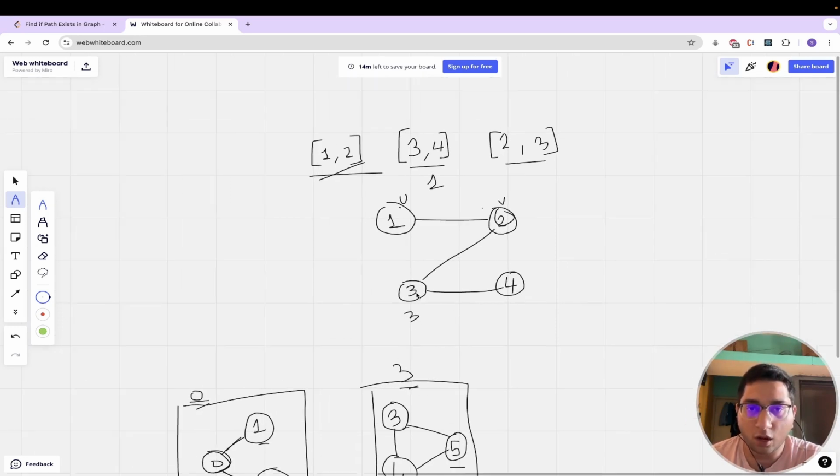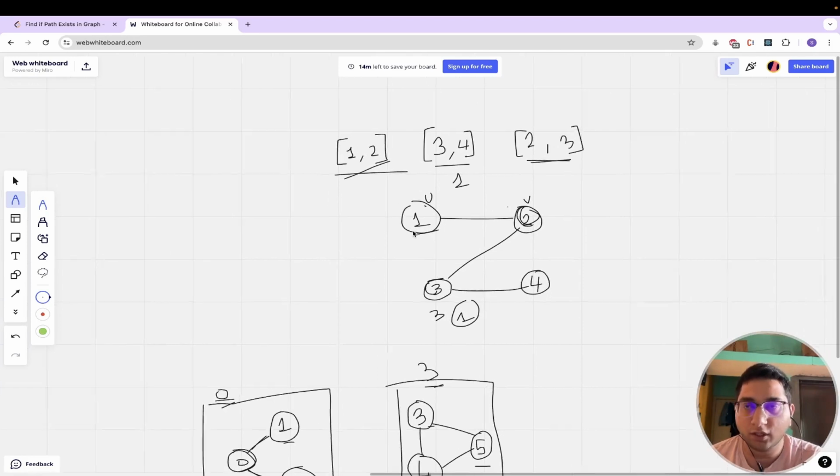Now 2 and 3 will come. The root of 2 is 1 and the root of 3 is currently 3. So after this iteration, the root of 3 will also become 1. In this way all the roots will start pointing to a particular number only, which is one of the vertices in the given set.